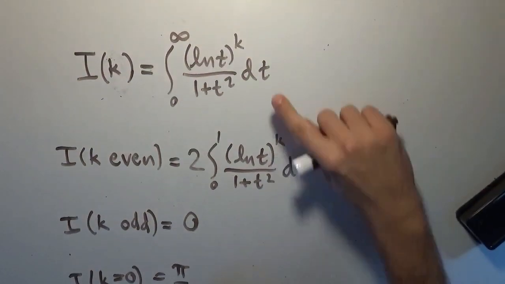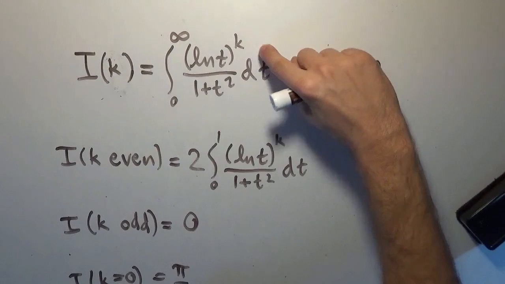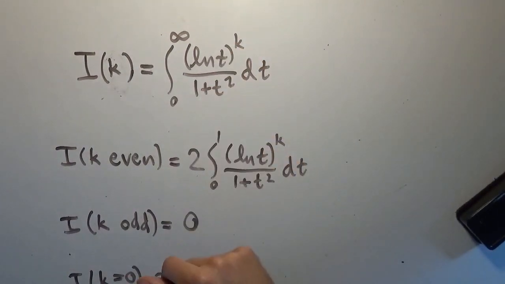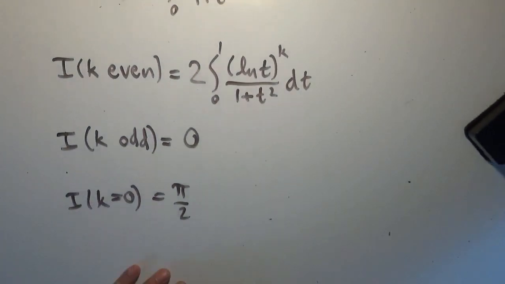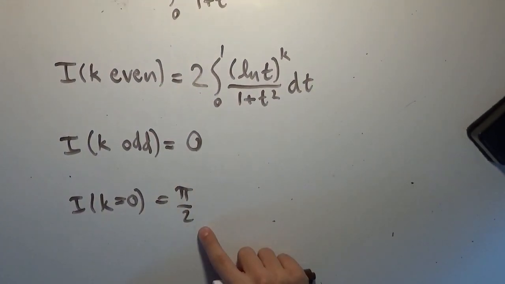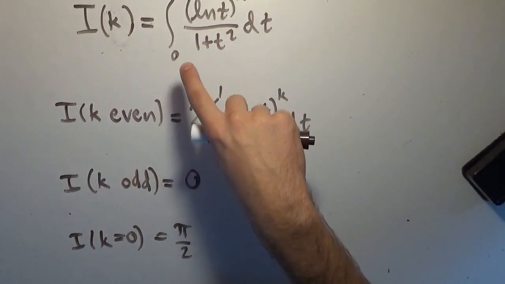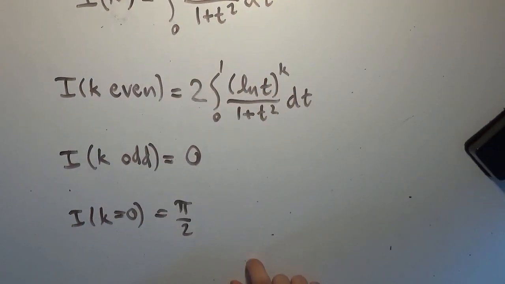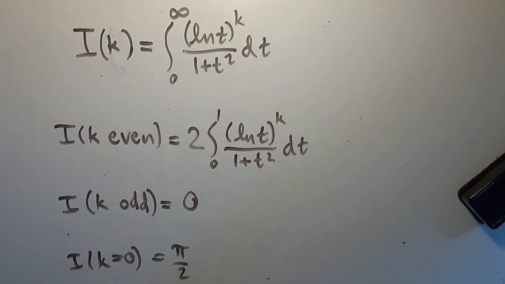And we were able to show without much trouble that I at k equals 0 is pi over 2. Simply because when you plug in 0, you get 1 in the numerator, and the antiderivative of 1 over the quantity 1 plus t squared is the inverse tangent, the arctangent function. This function at infinity is just pi over 2, and it's 0 at 0, so it just evaluates to pi over 2.